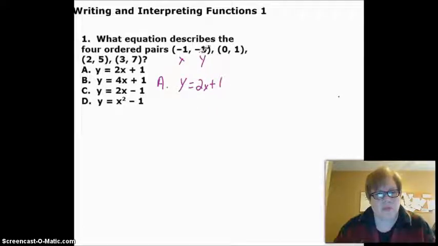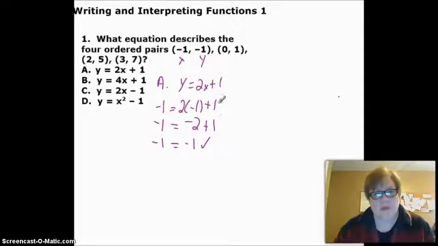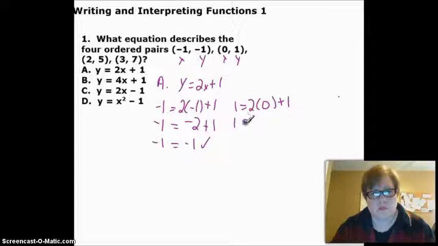So if we substitute -1 and -1 in for x and y, we get -1 equals 2 times -1 plus 1, which is -1 equals -2 plus 1, which is -1 equals -1. So that worked. But you know how they are with these multiple choice. They try and be tricky, so we have to check the next point. So y is 1, x is 0, so we set it up: 1 equals 2 times 0 plus 1, which is 1 equals 0 plus 1, and 1 equals 1. So that worked.